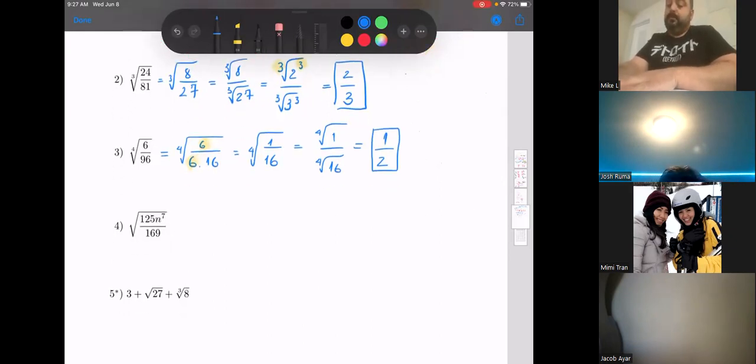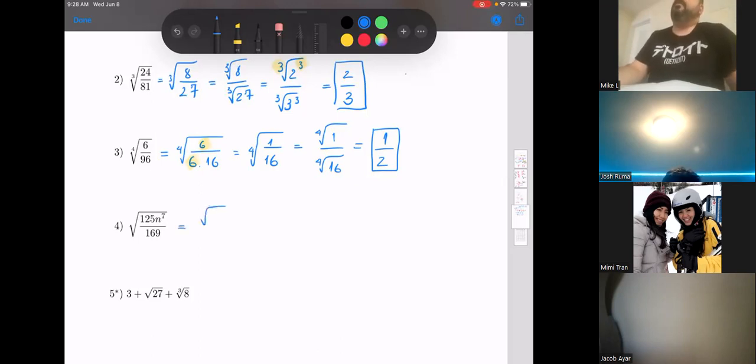Okay, number 4, just slightly more complicated. Between 125 and 169, is there a common factor that I can reduce? I don't think so, right? 125 is divisible by 5, but 169 is divisible by, I don't know what. 13, I think, right? 13. All right, so I'm just gonna break it apart right now because I cannot simplify it.